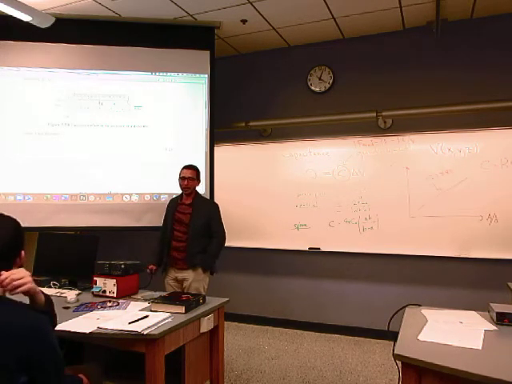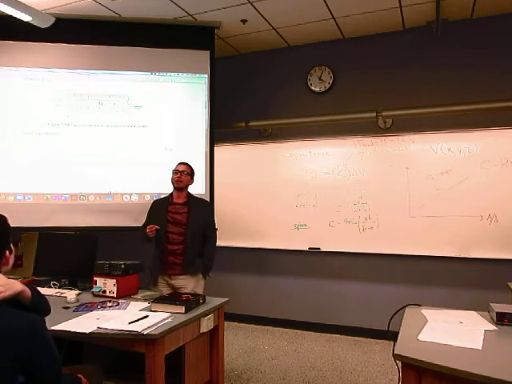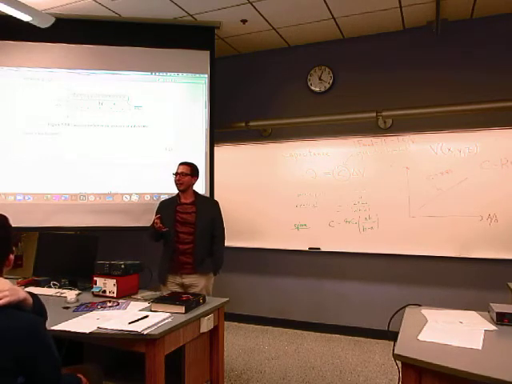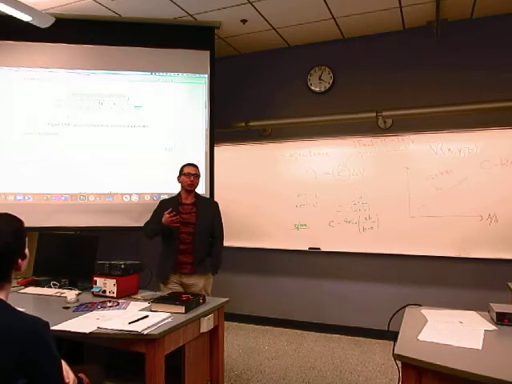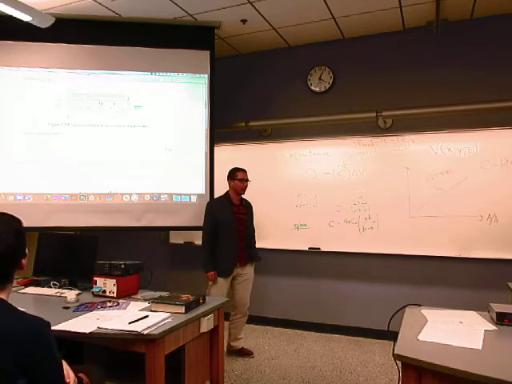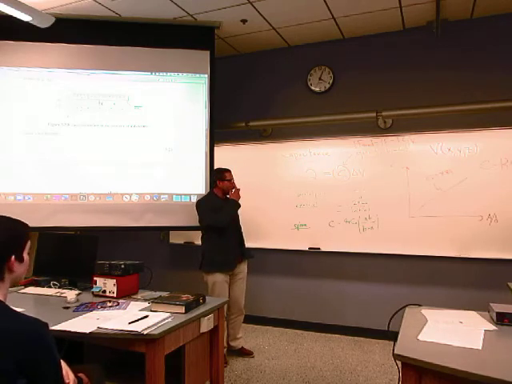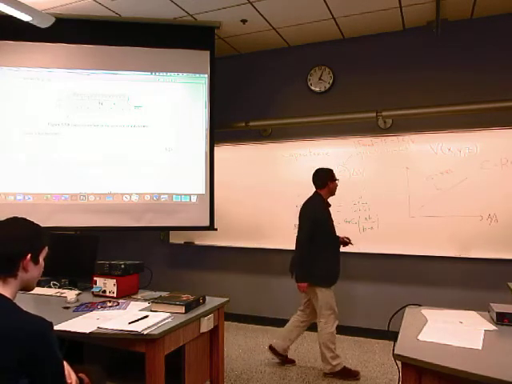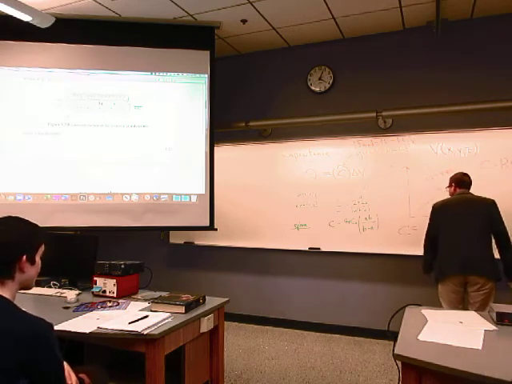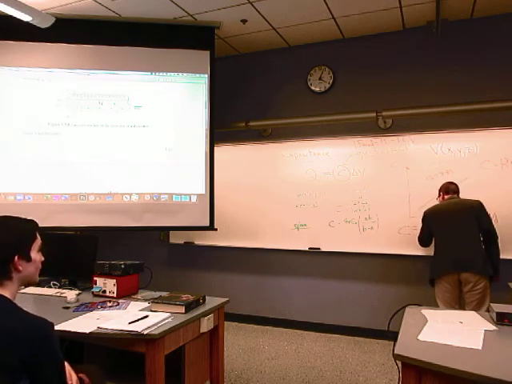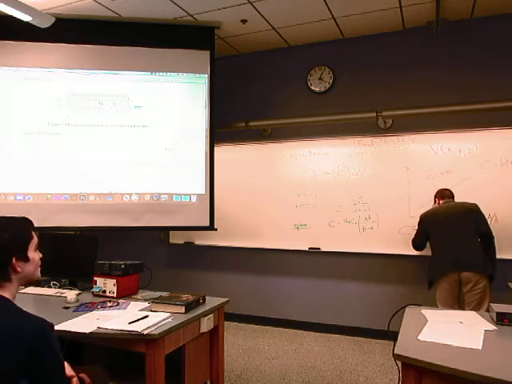So putting a dielectric in your capacitor allows you to beef up your capacitance. Rather than just having air or a vacuum in between, you put some dielectric medium in it, and you get a larger capacitance. You have more ability to store charge. Okay, so that's the important point. And for us, C is going to equal epsilon A over D.